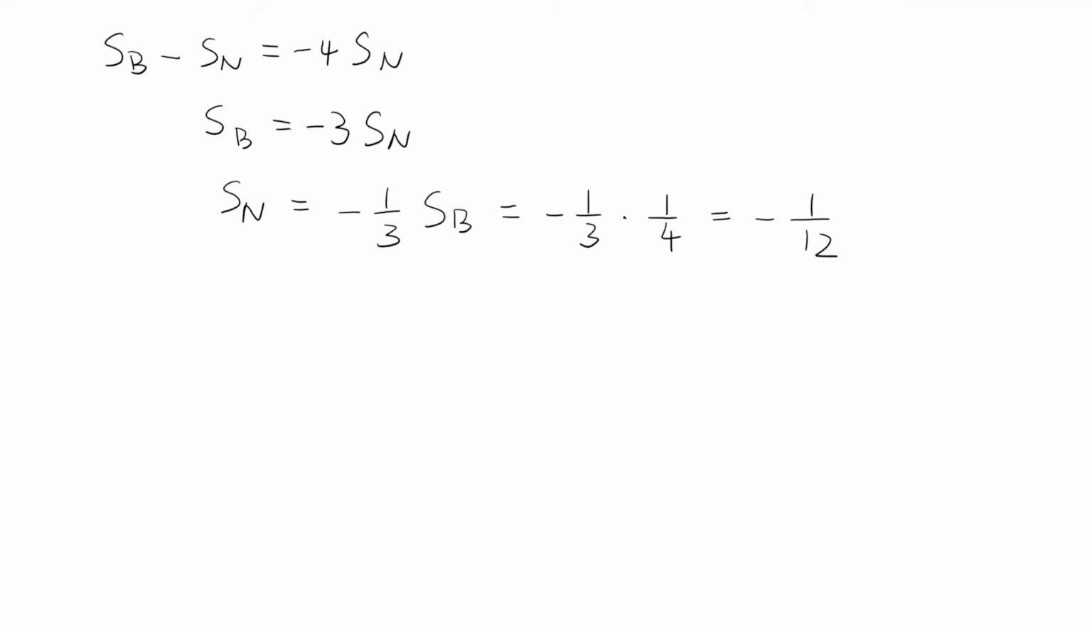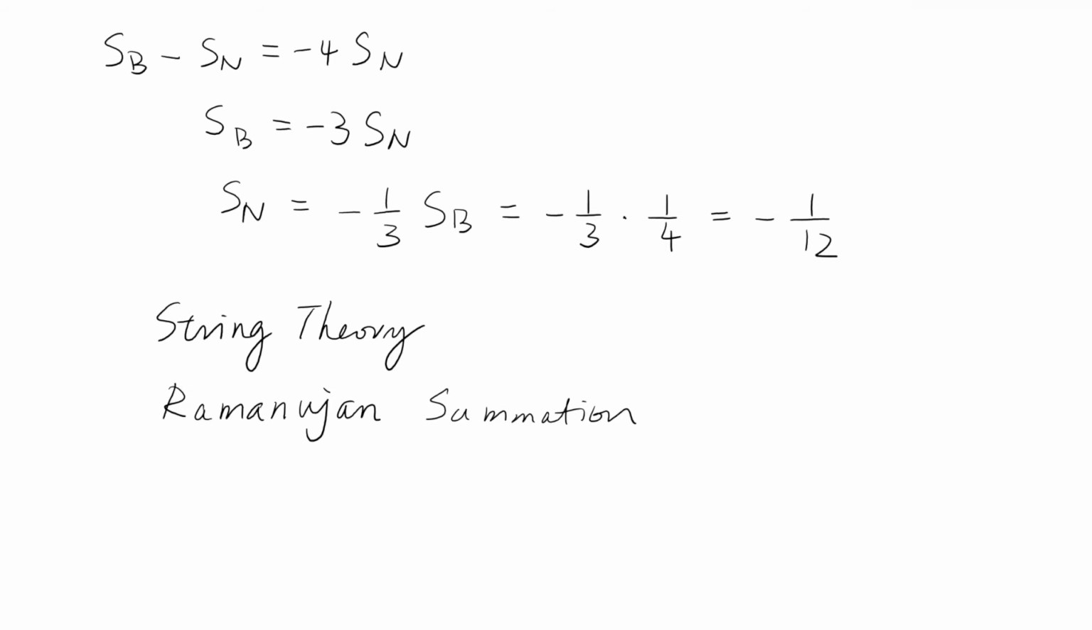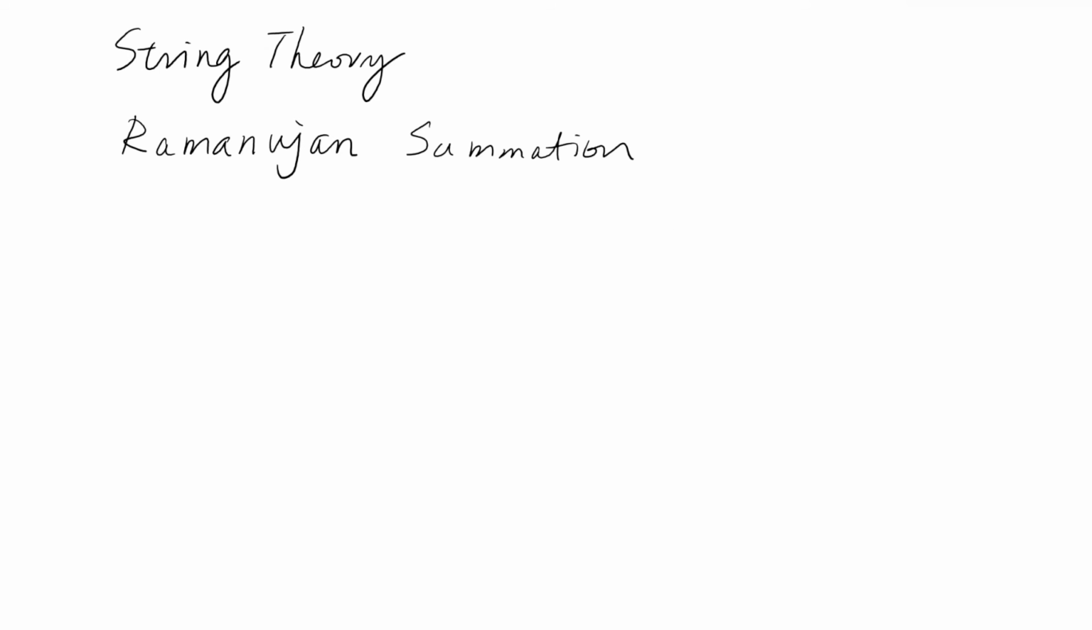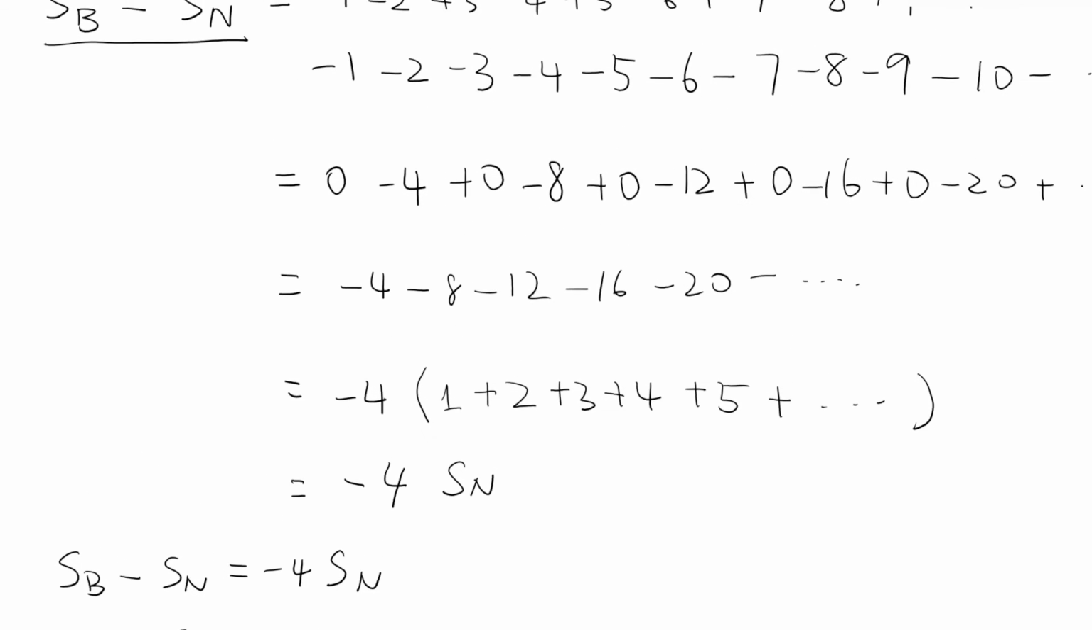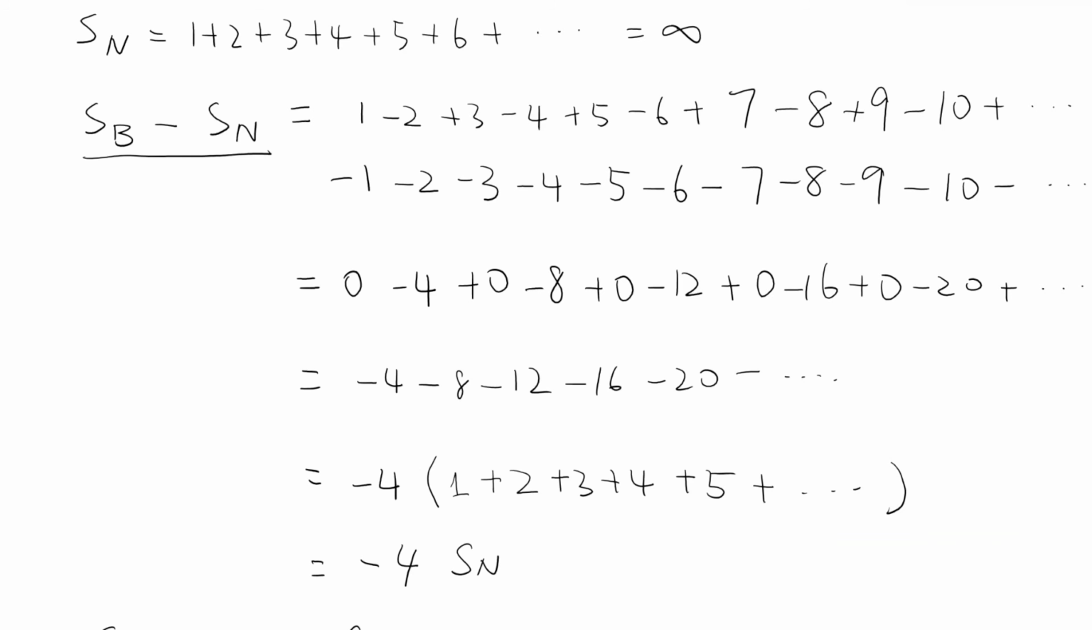How is this possible? This is something we use in string theory, and this sum is called Ramanujan summation. This result actually has a really big impact in the area of general physics. Like we said in the last video, we can call something an infinity, right? So the sum of all natural numbers, we can just easily say this is infinity. But as we have seen in this process, we actually have a way to assign a value to this infinity instead of just calling it infinity.